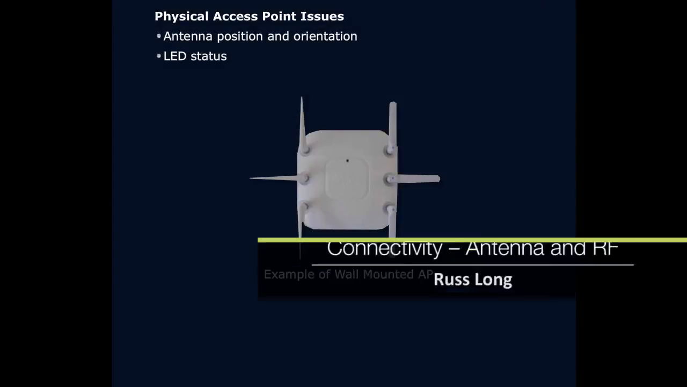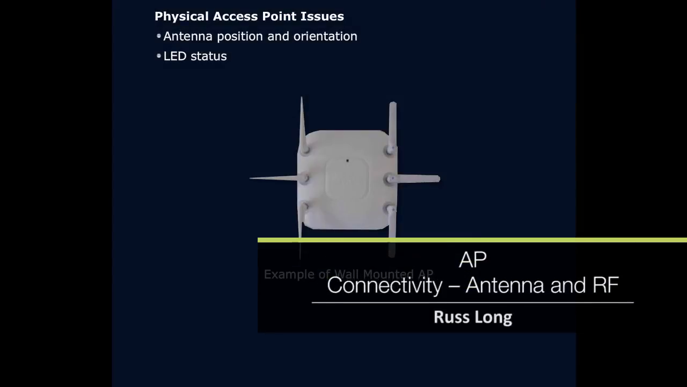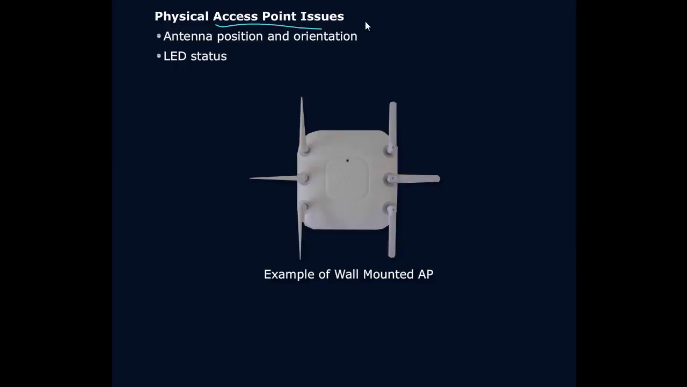One of the issues we can see with our connectivity in our wireless environment is due to physical access point issues. Now, I've brought up interference in the form of things covering our antennas or our antennas not having clear line of sight and things like that. But just as important for wireless coverage for our clients is antenna position and the orientation of the AP.